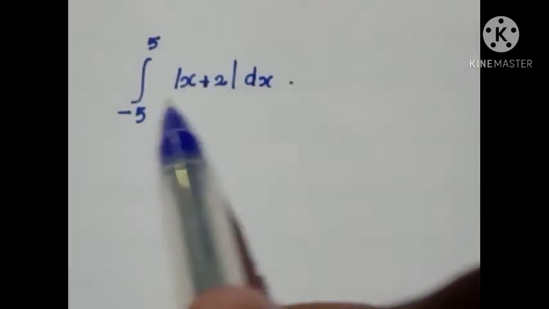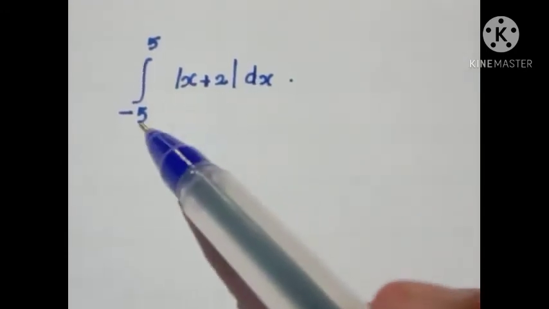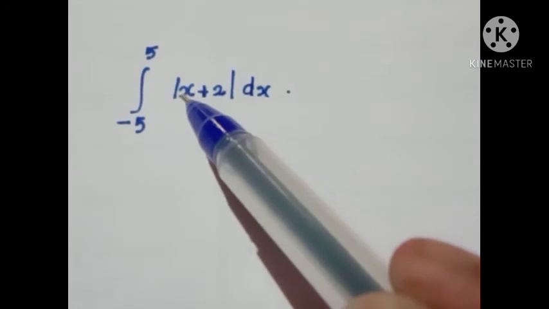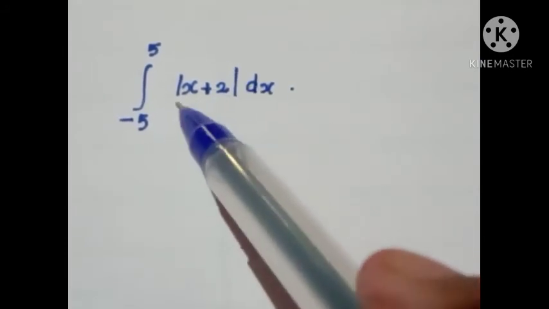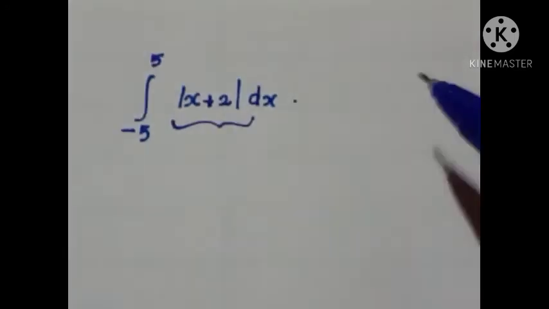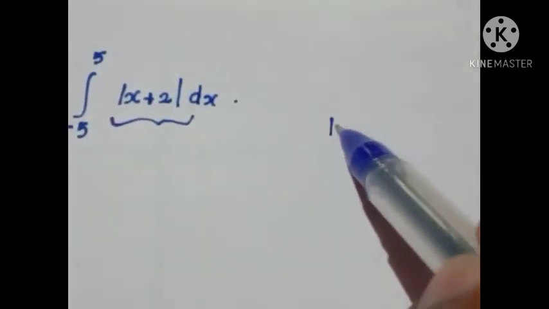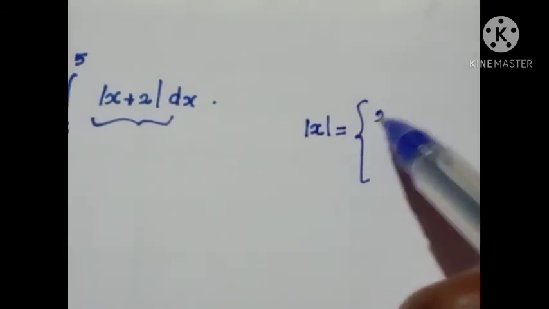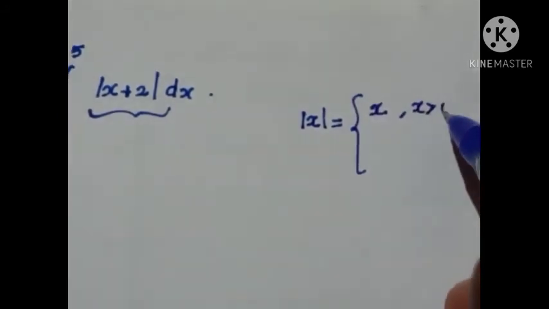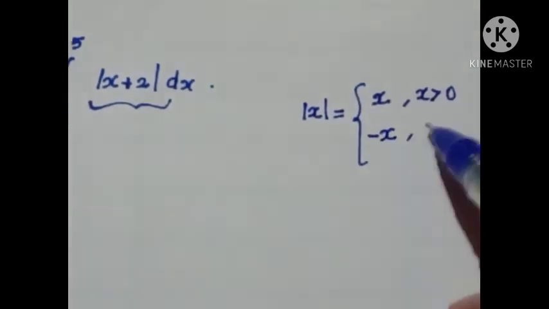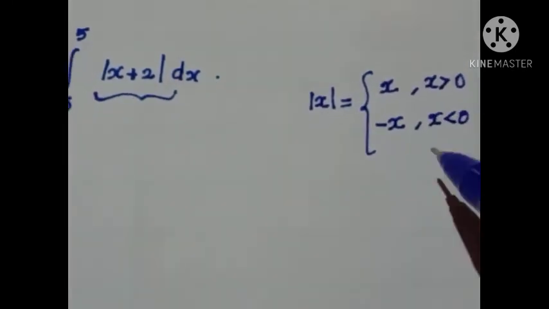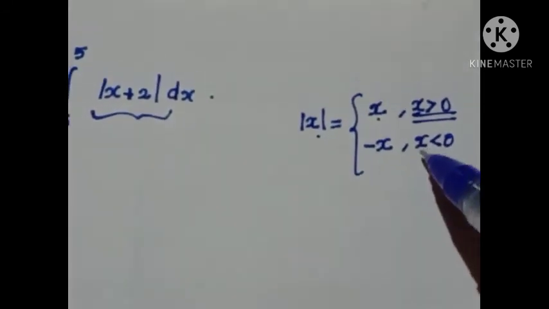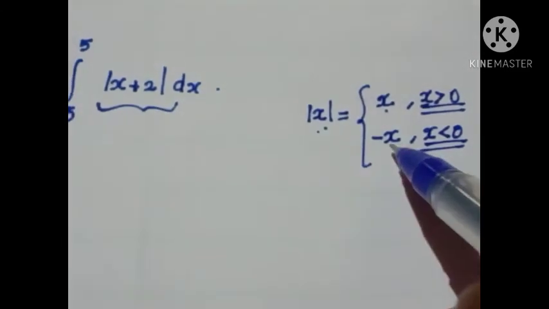Now we are going to discuss another type of question. Evaluate integral from minus 5 to 5 of modulus of x plus 2 dx. Listen, it is a modulus function. And we know that the modulus function mod x is defined as x when x is greater than 0, and minus x when x is less than 0. For all positive numbers mod x equals x, for all negative numbers mod x equals minus x.